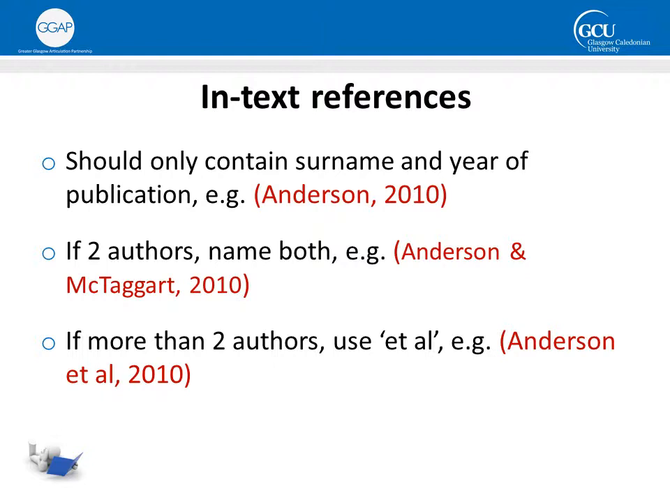This means that by looking at the in-text reference, the reader won't know whether the source has come from a book, a website, or a journal article, they'll need to go to the back of your assignment to the reference list to find that out. Both authors are mentioned if there are two, so for example Anderson and McTaggart 2010, and where there are more than two authors, you should only provide the first author's surname, and then you use a phrase called et al., which is a shorthand way of saying and others. So Anderson et al. 2010, for example.